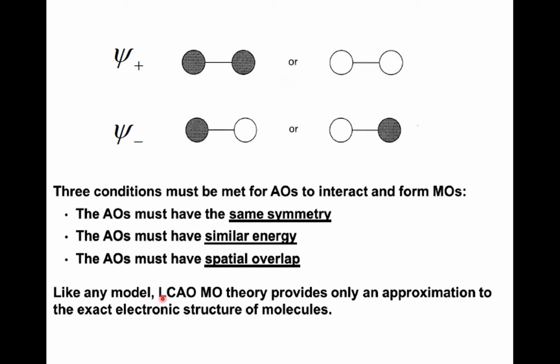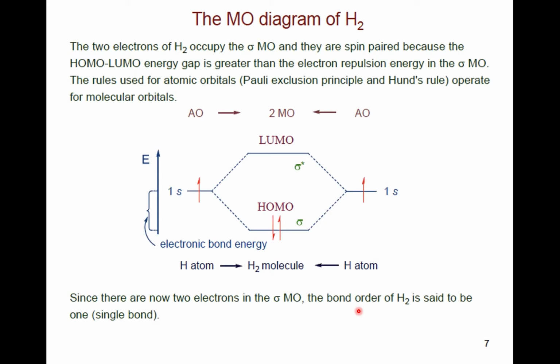Okay, so like any model, the linear combination of atomic orbitals to make molecular orbital theory is only an approximation of the exact electronic structure of molecules.